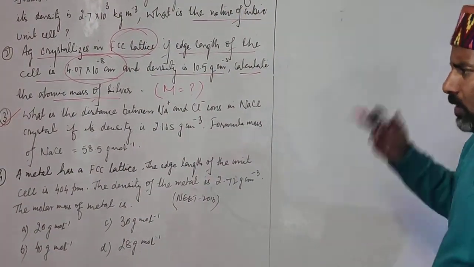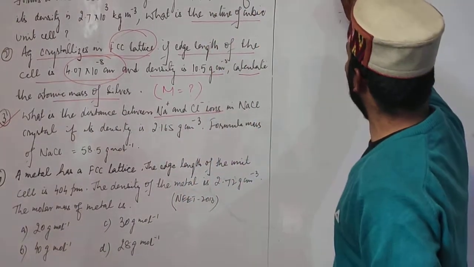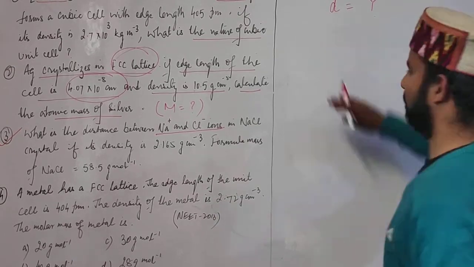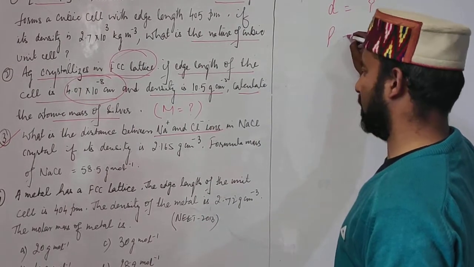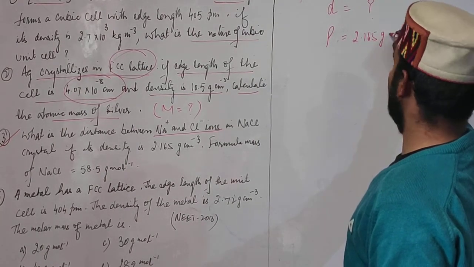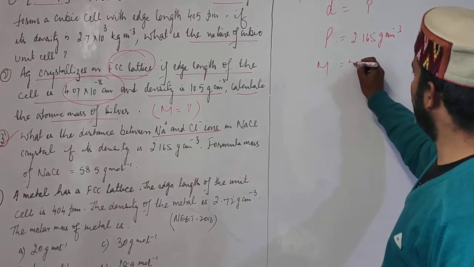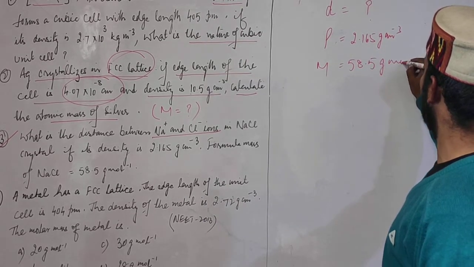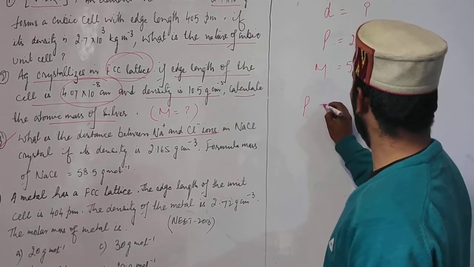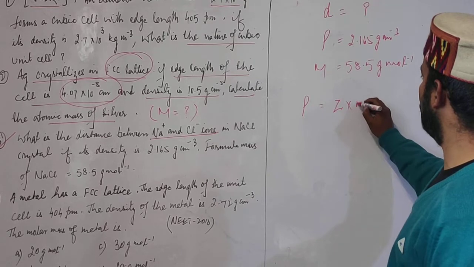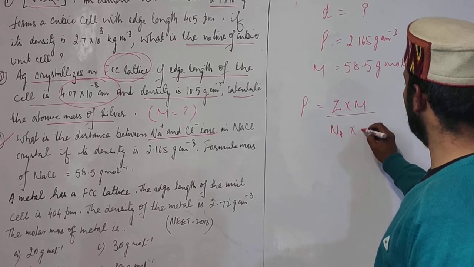I'll give you hints, solve आपने खुद कर लेना. What is the distance between sodium and chloride ion? So students, here you need to find out the interionic distance in NaCl crystal. If its density, so density is given, it is 2.165 gram per centimeter cube. Formula mass, that is M, it is 58.5 gram per mole. So it is also given. Now students, using the density formula, that is Z into M upon Avogadro's constant into a cube.